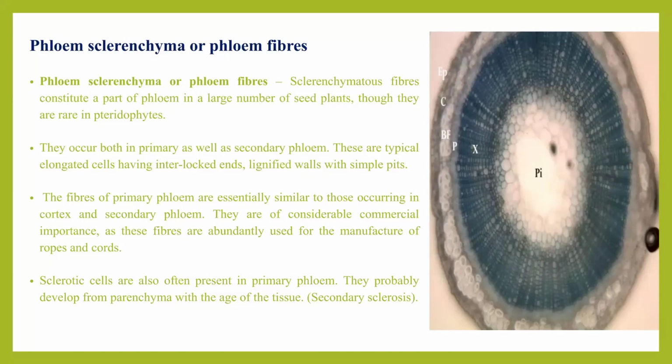So sclerotic cells, another one is the sclerotic cells. They are present in the primary phloem. They are developed from the parenchyma. After some time, these parenchyma develop into sclerotic cells due to secretions of the tissues. So they are called secondary sclerosis.